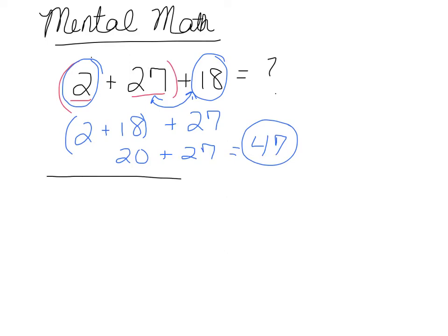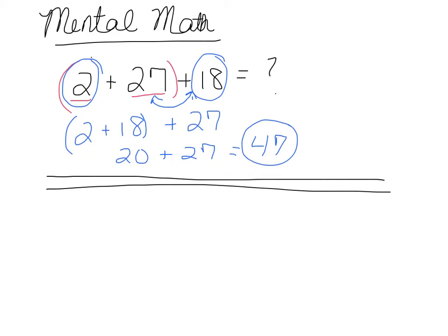And I can look at the same sort of thing with multiplication, where I might have 4 times 27 times 25. Well, if I do 4 times 27, I don't know how to do that off the top of my head. Then to multiply by 25, we're getting really hard there. But let's take a look at this.